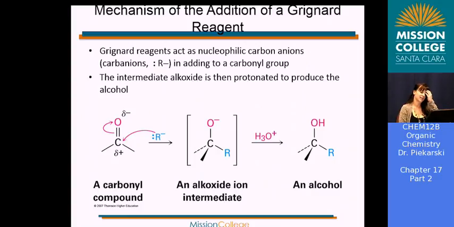Like I said, the simplified mechanism is very similar to the simplified mechanism of reduction reactions. Grignard reagents act as nucleophilic carbon anions, and they add to the partial positive charge carbonyl group, like you've seen before. It makes an alkoxide ion intermediate, and then we have to acidify it to neutralize the alkoxide and make the alcohol. Okay?